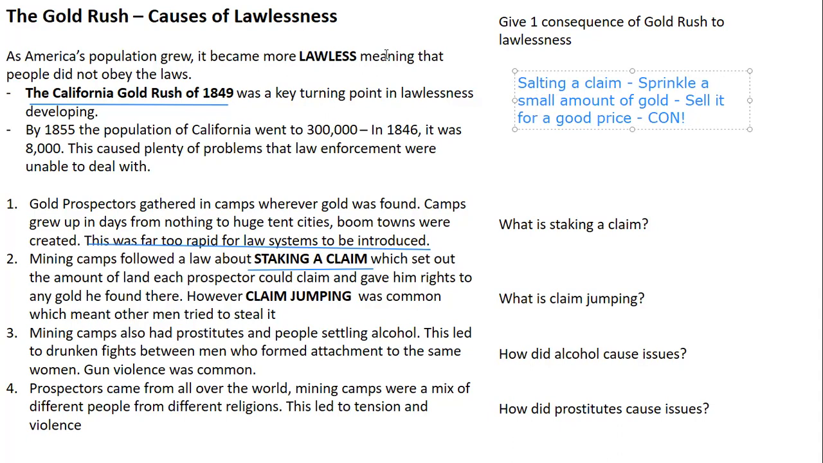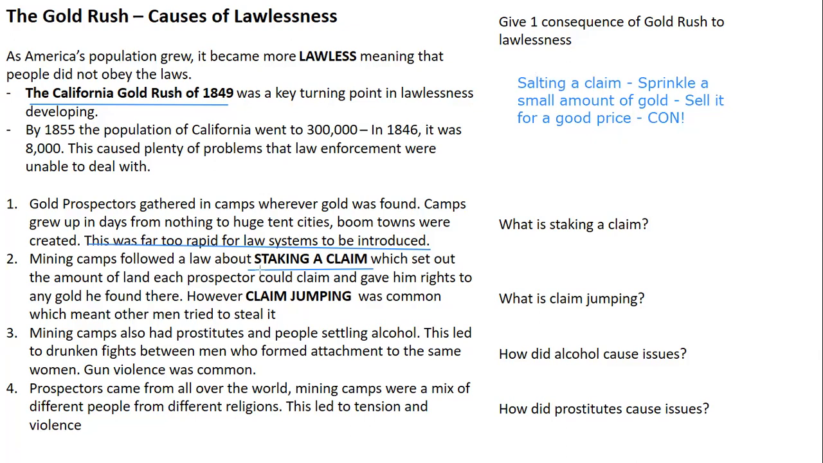Mining camps, so those areas that were set up quickly, also had prostitutes and people that were basically drinking excessive amounts because there was nothing else to do. It led to drunken fights between the men who basically formed attachments to the women that they'd basically been paying for.